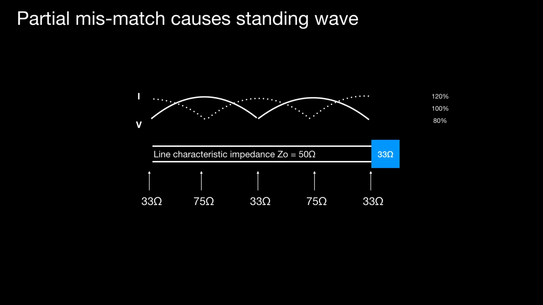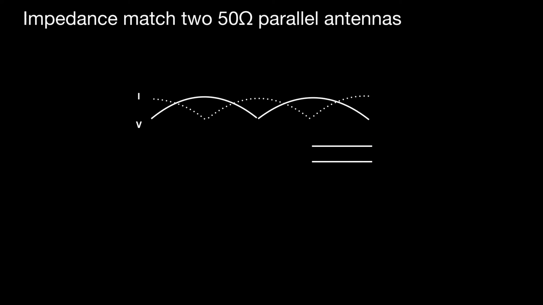And here we see the values that would be present as you go back in lengths of a quarter of a wavelength back from the mismatch. So in this example, the feeder will alternate between 33 and 75 ohm impedance as you go back. We can use this effect to our advantage.